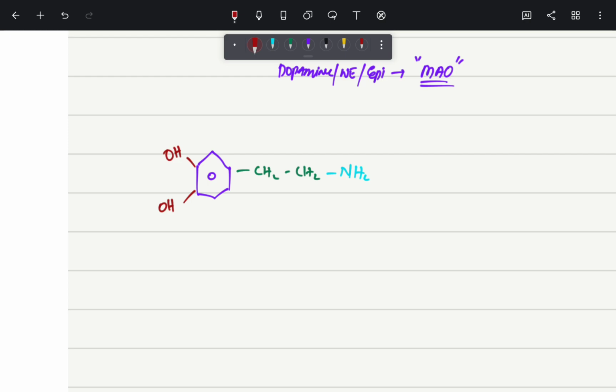Okay, so this monoamine oxidase will remove the amine. Hence, whenever this amine is removed from the catecholamines, they will not work properly. Okay, that's how you remember this. Monoamine oxidases can deactivate the catecholamines. Okay, thank you guys. That was about catecholamine synthesis.